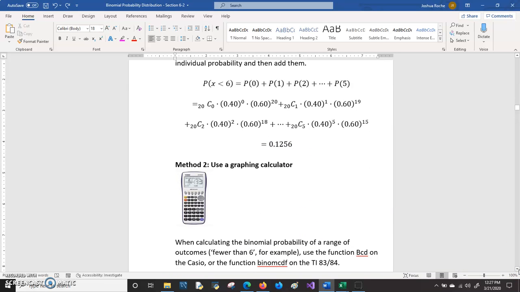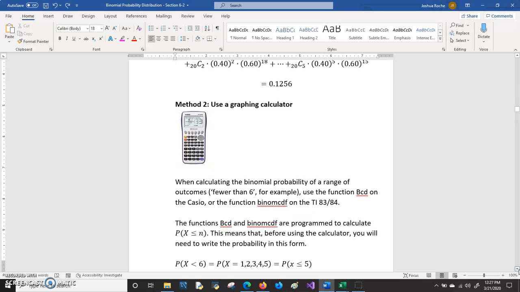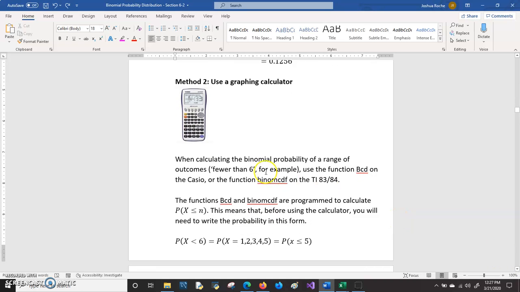Another way to calculate this is to use a graphing calculator. And again, because this question is asking for a range of outcomes, it says fewer than 6, you'll want to use a different function called BCD on the Casio, or Binomial CDF on the TI-83 or 84. These two functions are programmed to calculate the probability that x is less than or equal to some number.